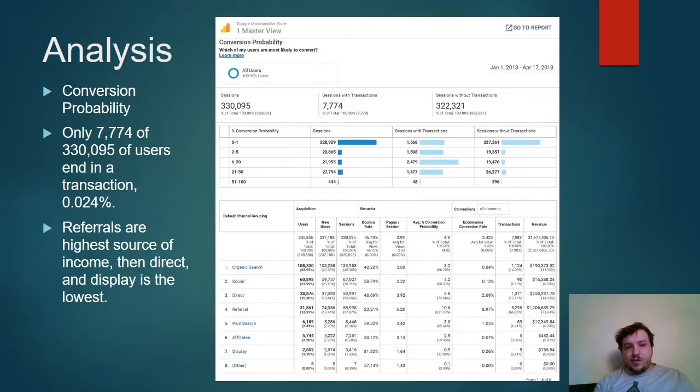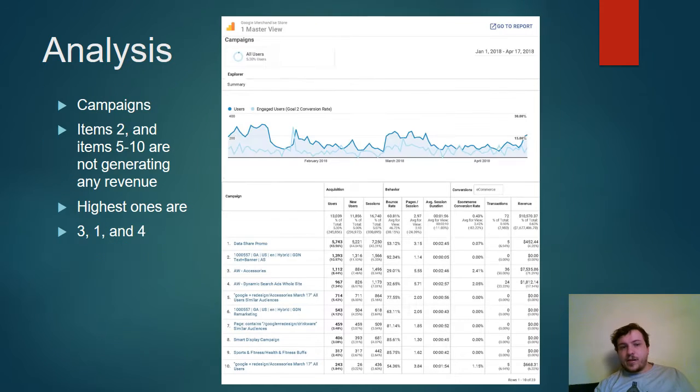Big thing I noticed, referrals are the highest source of income, followed by direct, and then the lowest source of income is going to be that display. So that's going to be something to look at.